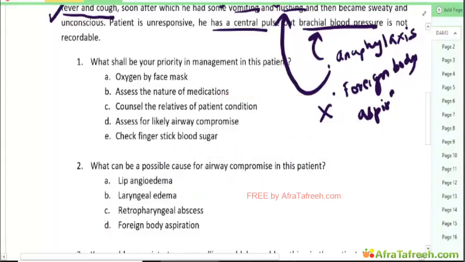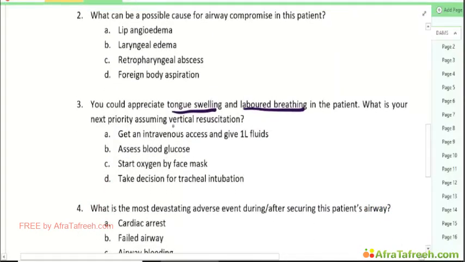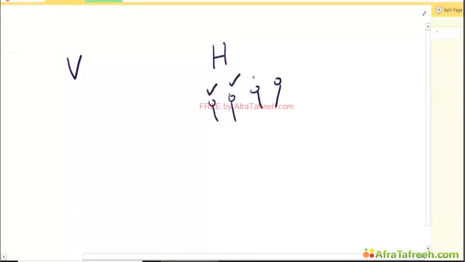Okay. Coming to the next one, you could appreciate the tongue swelling and labored breathing in this patient. What would be the next priority, assuming vertical resuscitation? Now, we have not discussed what is meant by vertical resuscitation. There are two types of resuscitation methods. One is vertical, another is horizontal. If there are a lot of team members, one can take care of the airway, breathing, circulation, disability, history taking, etc.